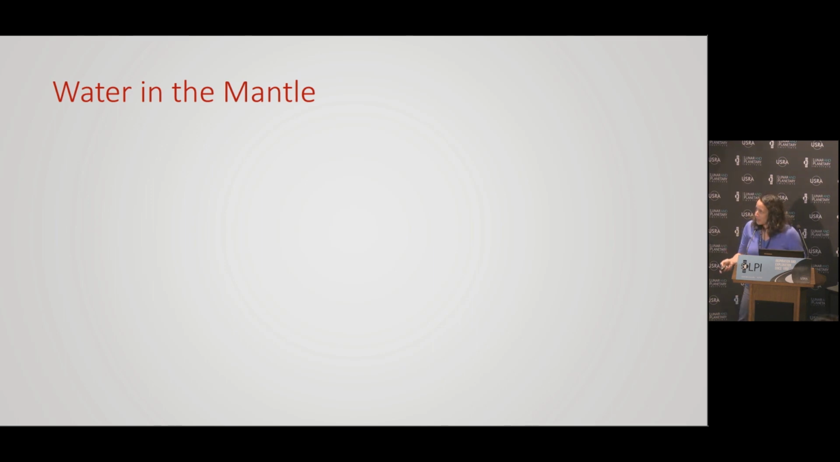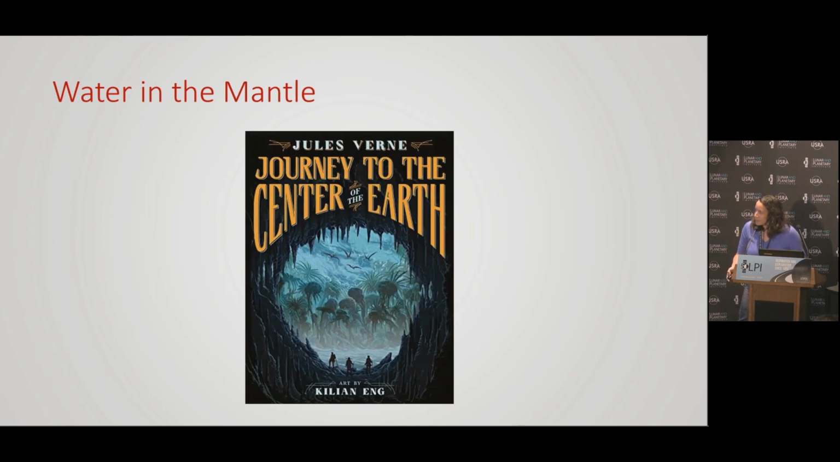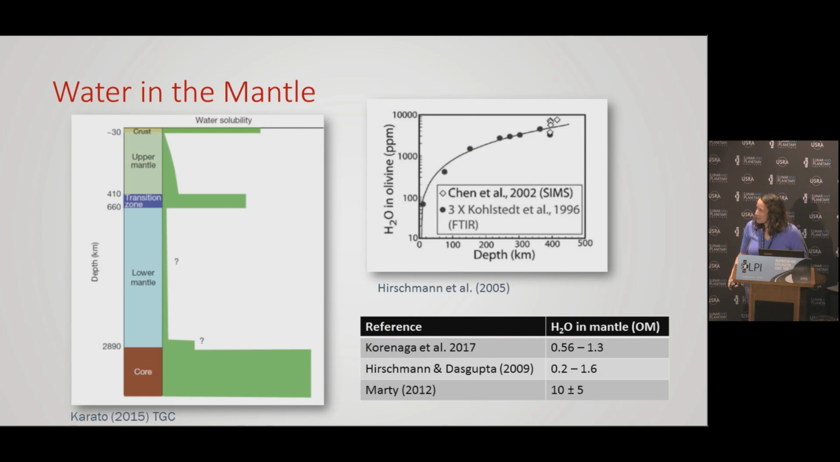We know there has to be a fair amount to support the jungles and dinosaurs that we know are down there. But exactly how much is that? So the water in the mantle is found in what we call nominally anhydrous minerals. So it's not really in hydrated silicates. It's more found in minerals that don't have water in their chemical structure.